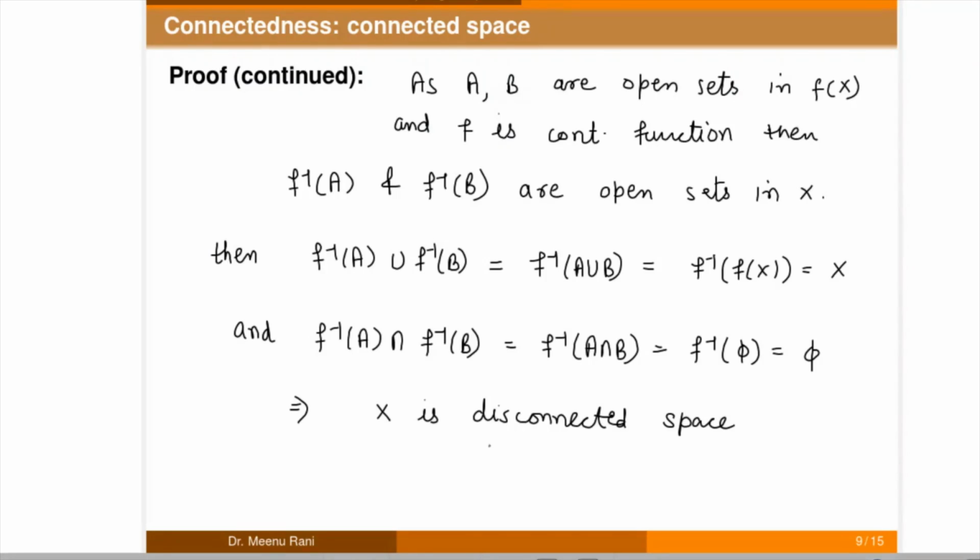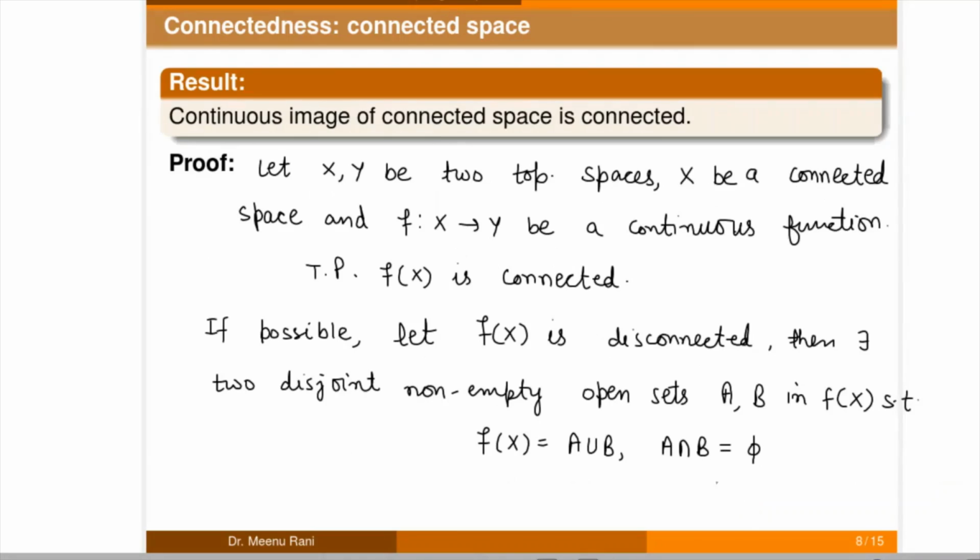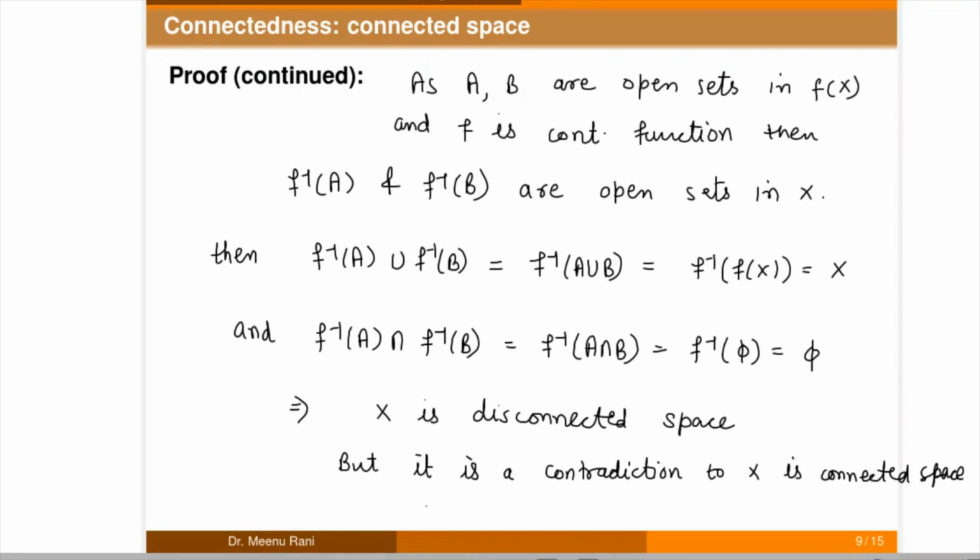But it is not true, because it is given that X is connected space. So we arrive at a contradiction to X being connected space. So our supposition is wrong, that we have taken f of X is disconnected. So it is not correct, which implies that f of X is connected.